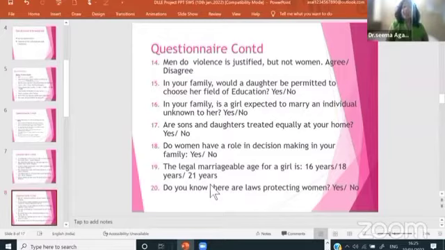Are sons and daughters treated equally at respondents' home? Question number 18 says, do women have a role in decision making in respondents' family? Question number 19 is, the legal marriageable age for a girl is 16 years or 18 years or 21 years. And the last question of part B is, does the respondent know laws protecting women? So this is the question paper that is designed by the Mumbai University.